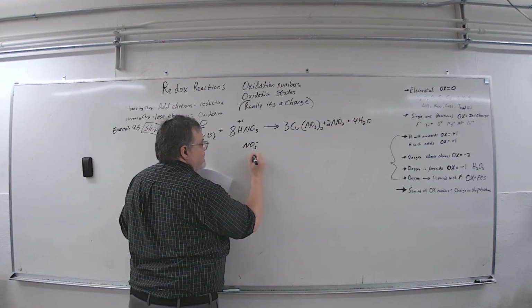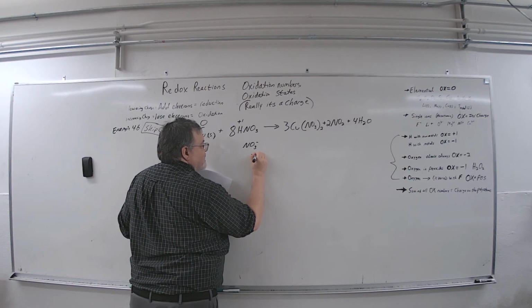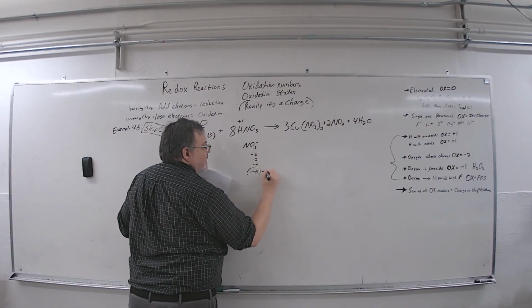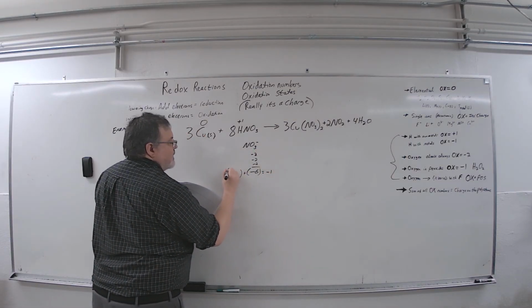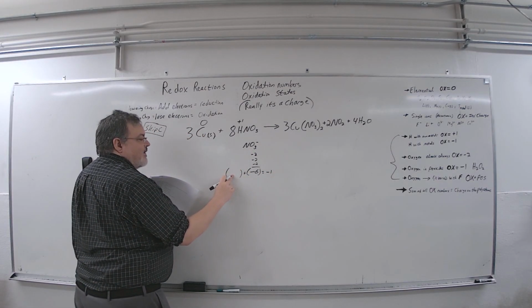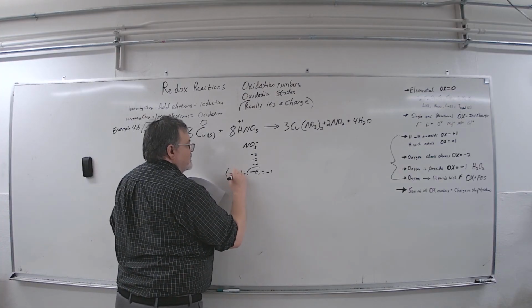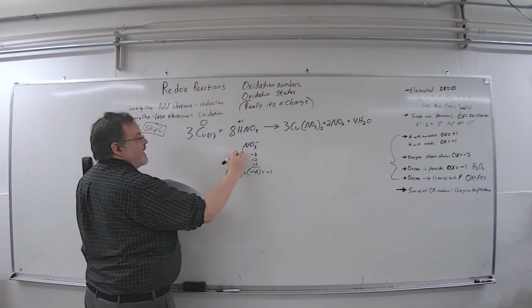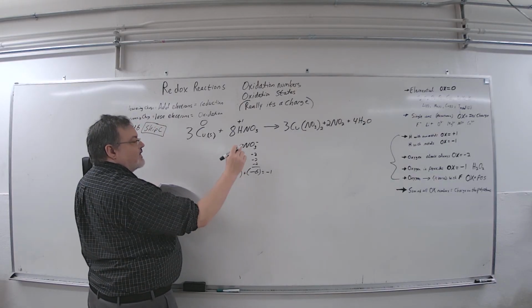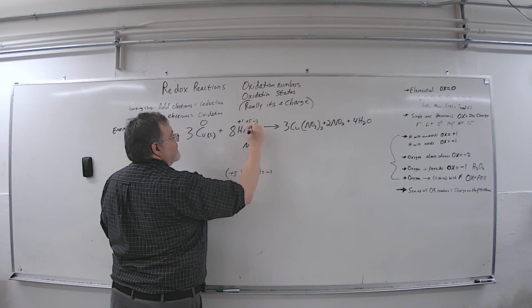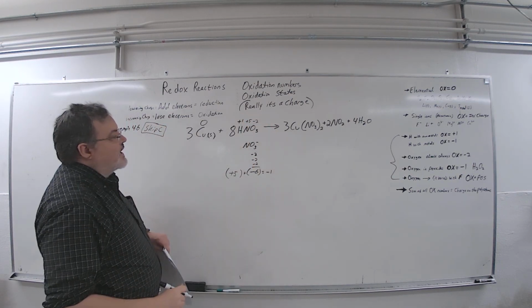So let's work with this. 3 oxygens, -2, -2, -2. We get -6. There's a -1 here. So what needs to be here? +5. There's only 1 nitrogen here, so that whole +5 goes on the nitrogen. +5, -2 for the oxygen.